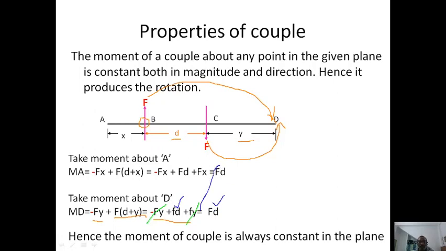You see, both are at a point A and at a point D. You got the same answer, Fd. Therefore, the moment of a couple, the magnitude is not going to be changed, even its direction is not changing. Hence, we are concluding that it will be constant both in magnitude and direction. Both in magnitude and direction, the couple will not change throughout the plane. Hence, it is a constant.